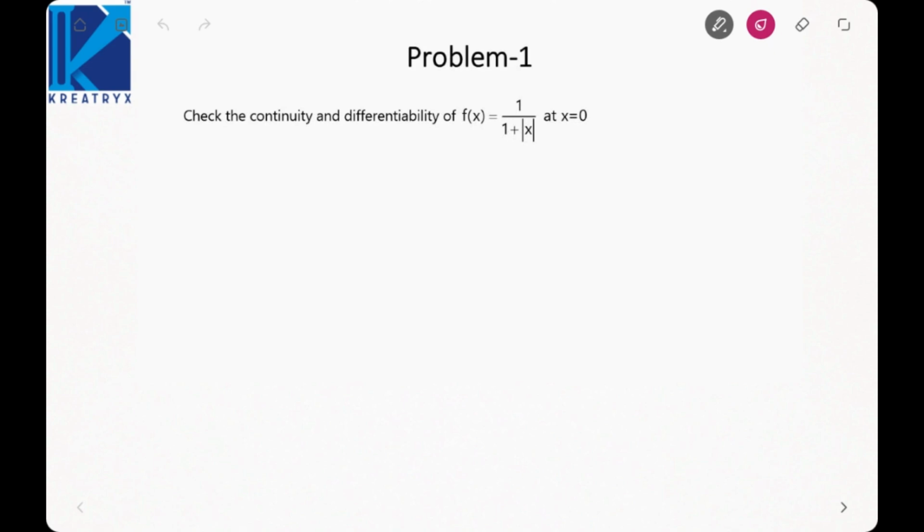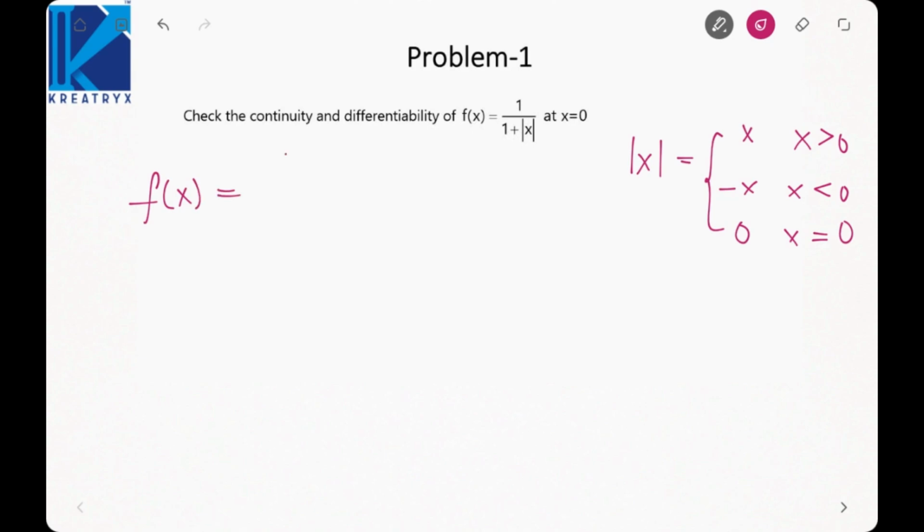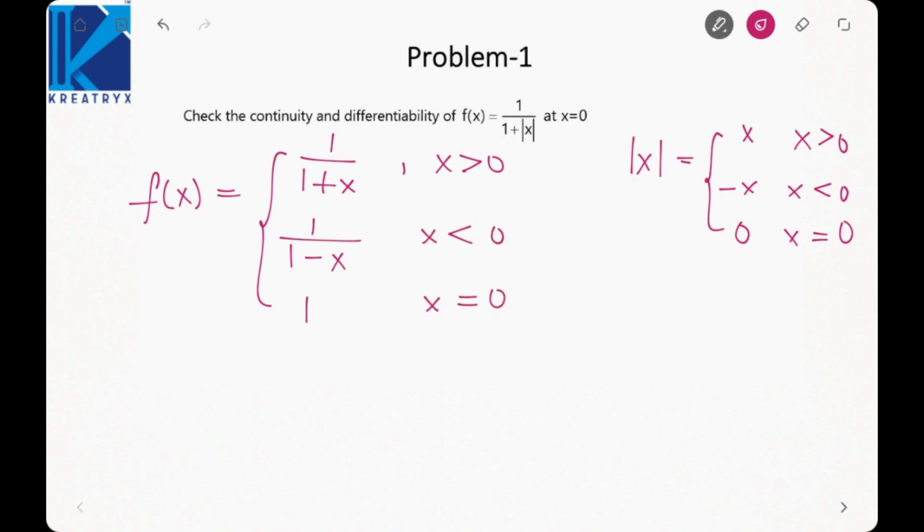In the first problem, I have been given a function f(x) is equal to 1 by 1 plus mod x. We need to check its continuity and differentiability at x equal to 0. First, let us expand the function definition based on mod x. I told you mod x is equal to x when x is greater than 0, minus x when x is less than 0, and 0 when x is equal to 0. So based on that, I can write down the function definition f(x). It is equal to 1 by 1 plus x for x greater than 0, 1 by 1 minus x for x less than 0, and 1 when x is equal to 0.